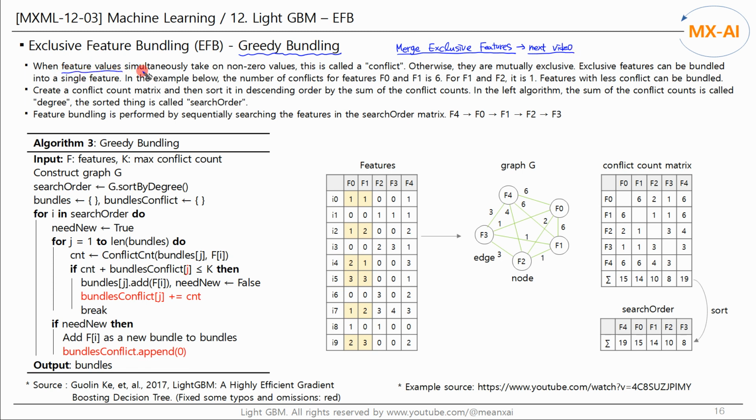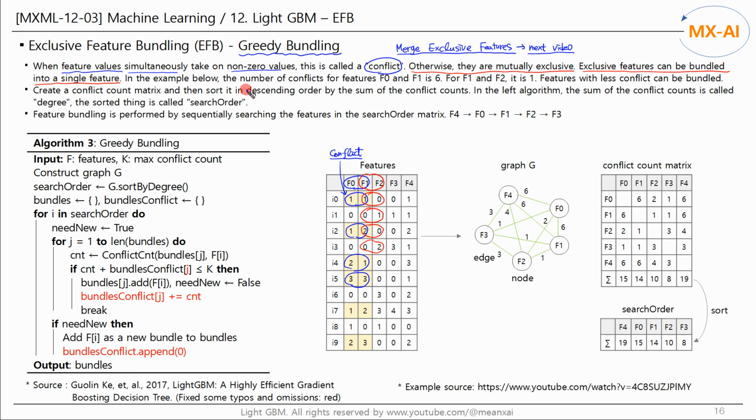When feature values simultaneously take on non-zero values, this is called a conflict. In the figure below, for features F0 and F1, these data points have non-zero values at the same time. This is called a conflict. Otherwise, they are mutually exclusive. For features F1 and F2, most feature values have at least 1 zero. Exclusive features can be bundled into a single feature.